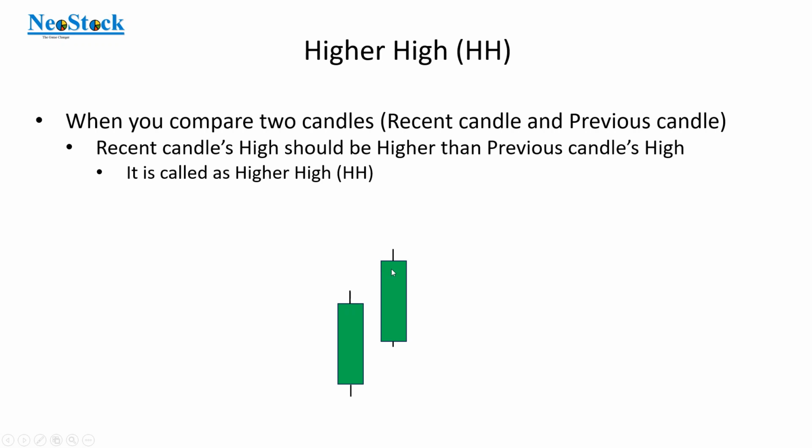And this is the present candle, or the recent candle. And this is the previous candle. Compare this previous candle and the recent candle, and compare the highs of these two candles. What did you observe? The recent candle's high is higher than the previous candle's high. This is the previous candle's high. This is the recent candle's high. This recent candle's high is higher than the previous candle's high. Then we can call it a higher high. So this is a higher high. HH is the short name.